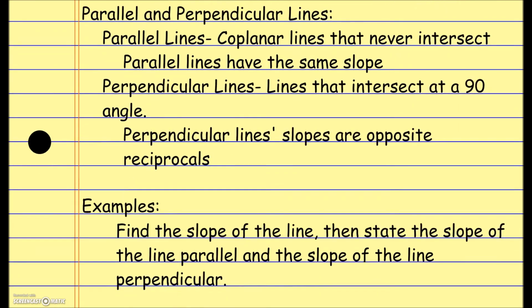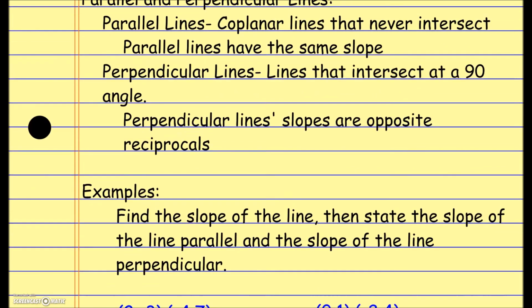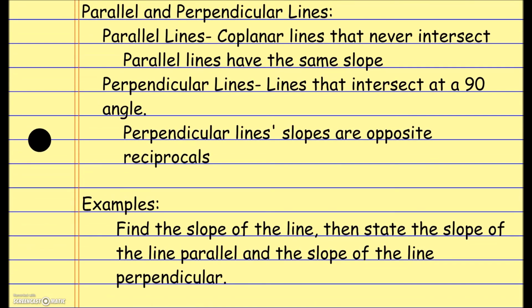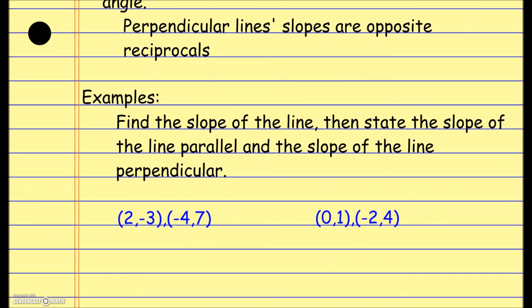So if we look at an example here, we just want to find the slope of the line and then state the slope of the line that's parallel to that and the slope of the line that's perpendicular to that. When we abbreviate these, I'm going to abbreviate parallel lines with a little set of parallel lines, and perpendicular lines with a little set of perpendicular lines. So when we look at this first one, let's find the slope.